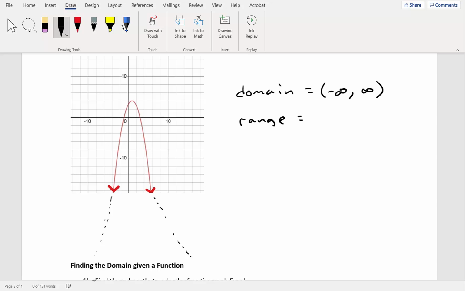And now our range. So once again, since this continues to go in the downward direction, we have all of these y values all the way up until this point. And when you're writing these out, you always go from smallest to largest. So our range will be from negative infinity, because it goes down forever, and then goes all the way up to, what's that y coordinate? So this is going up by 2's. So our range goes up to 4. Notice with our infinity, it always has a parenthesis next to it.